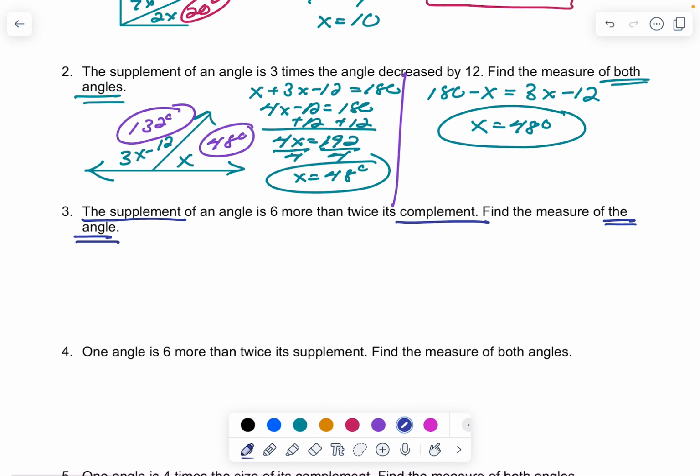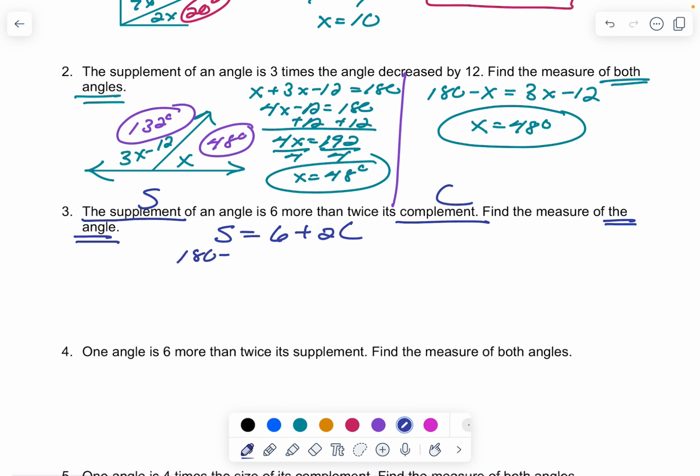In other words, it has both supplement and complement in it, so we have to do it the way where we're using the supplement and complement. So the supplement of an angle, and the other thing is sometimes it helps students to do this. So we're going to just call that S and call that C. So the supplement of an angle is 6 more than twice its complement. So sometimes when we've got all this stuff going on, supplement, complement, it helps students to write it in terms of S and C first, and then we're going to substitute it.